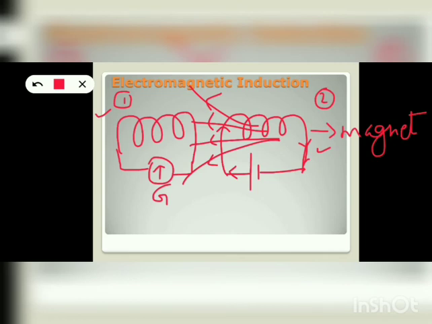Now, just move this current carrying coil, that means coil 2, towards coil 1. What do you think? Can coil 2 induce a current in coil 1? Yes. Why? Even though this is simply a coil, when it carries current, coil 2 acts like a magnet. Now, when coil 2 approaches coil 1, the magnetic lines of force of coil 2 get linked with coil 1. Right? If coil 2 is a little bit closer to coil 1, what happens? These lines of force will enter into coil 1.